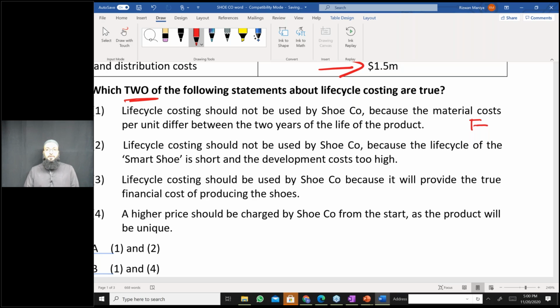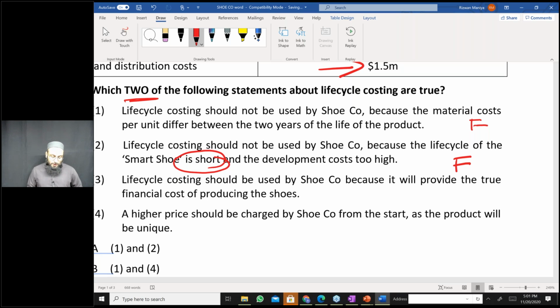Okay, so it's wrong. What do you think, guys? You are not replying to me. Yeah, it's false. Next: life cycle costing should not be used by the shoe company because the life cycle of the smart shoe is short. So how? If the life cycle of the smart shoe is short, should we use life cycle costing or not? Yeah, the answer is we should be using life cycle costing. So that's wrong. It is exactly feasible for products having a short life cycle.